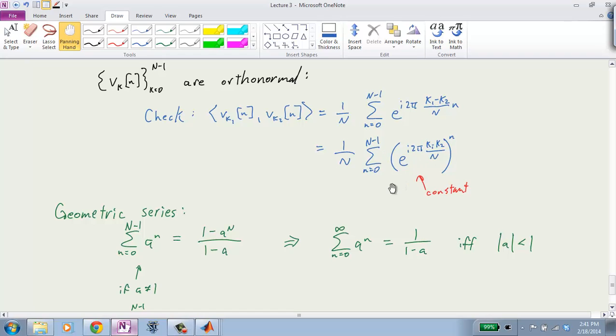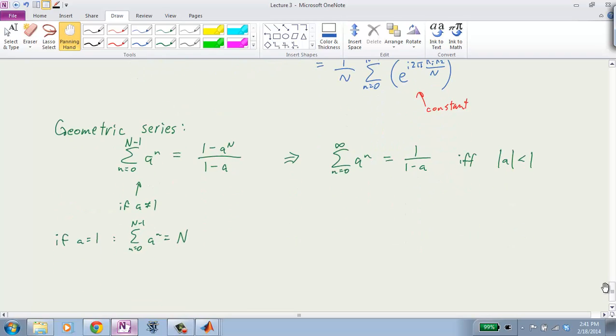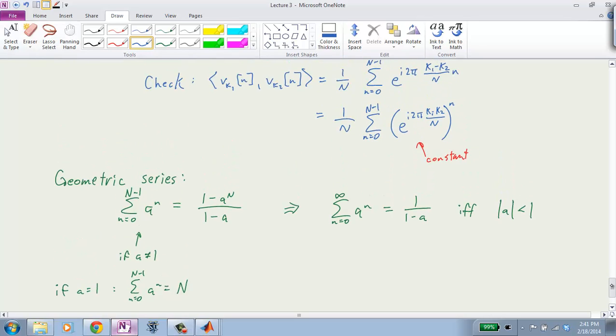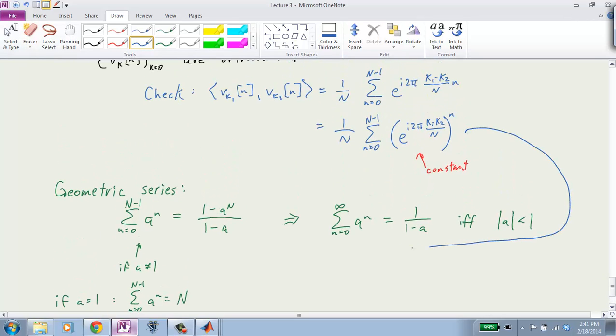So that's the geometric series, which we'll use right here. We'll use that on here, and you will notice, let's say that equals 1 over N times 1 minus this quantity to the N-th power, over 1 minus that quantity not raised to the N-th power.